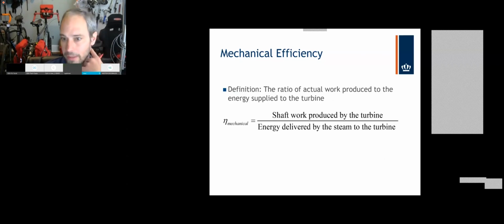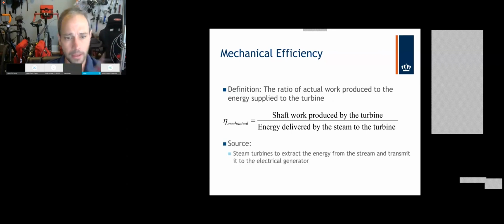So the shaft work produced by the turbine divided by the energy delivered by the steam to the turbine. In a steam power plant, the steam turbine is the source, right? We're trying to extract the energy from the steam, and we extract it by way of the turbine blades. If the turbine blades are not efficiently designed, they're not going to rotate properly, and the steam is not going to rotate them as smoothly as we'd like, and we're not going to use as much of the energy in the steam to rotate the shaft. Some of it will be used to overcome the inertia in the blades to make them spin. So again, we're trying to make things as efficient as possible. You can take whole courses on gas turbine blade design.